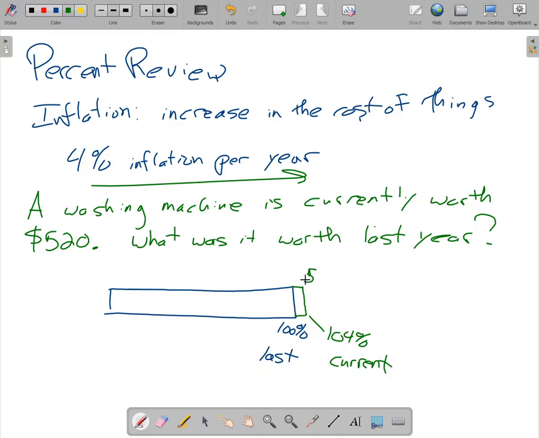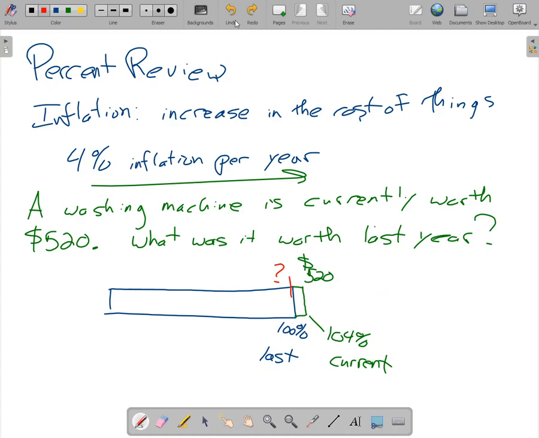So this number right here is $520, and then our missing number is right here, and that's the original amount. So we don't know what that is. So if I want to set up a proportion to solve this, I can. And so usually for the proportion, I like my part over whole. Actually, no, part over whole won't work because this is an increase. Try that again.